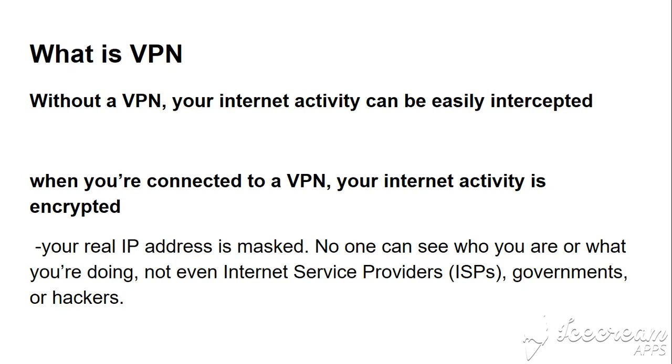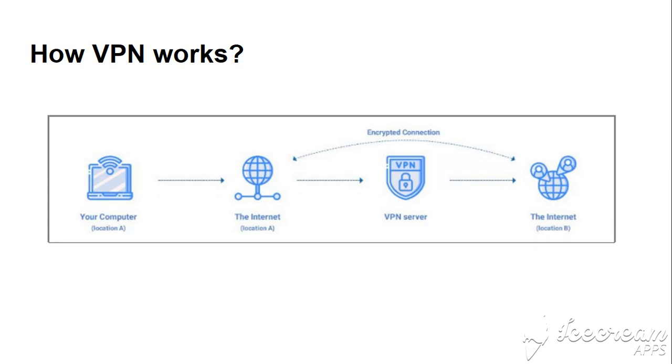So there's no sender address or name. If someone else tries to peek, they'll just see a jumble of encrypted information. Now let's see how the VPN works.